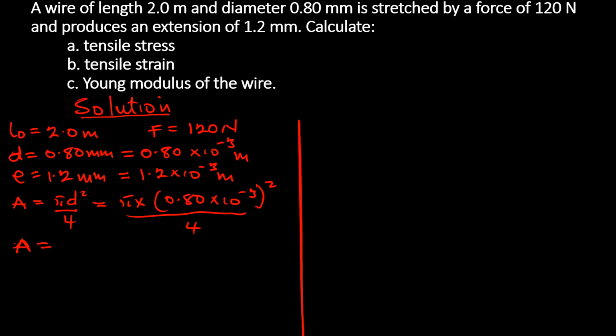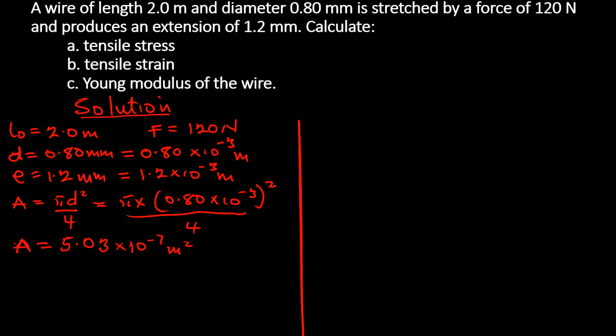So area will be equal to, by using our calculator, pi times 0.80 times 10 to the power negative 3, in brackets, all squared, divided by 4. This will give us 5.03. Let me write it. So 5.03 times 10 to the power minus 7 meters squared. Okay, let's proceed.